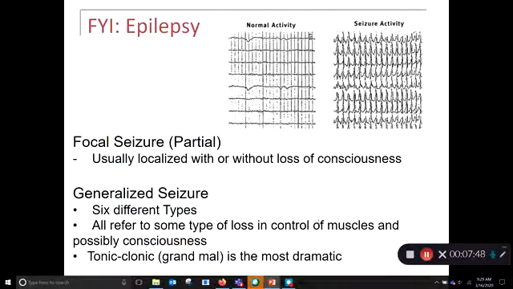There are 6 different types, all of which refer to some type of loss of muscle control and possible consciousness. The one that everyone thinks of when we think seizure, though, is the tonic-clonic, which used to be called grand mal seizures. It's much more dramatic. The person falls down to the ground, is pulsating, can't control himself, all that wonderfulness. I should say wonderfulness, that's definitely not fun.